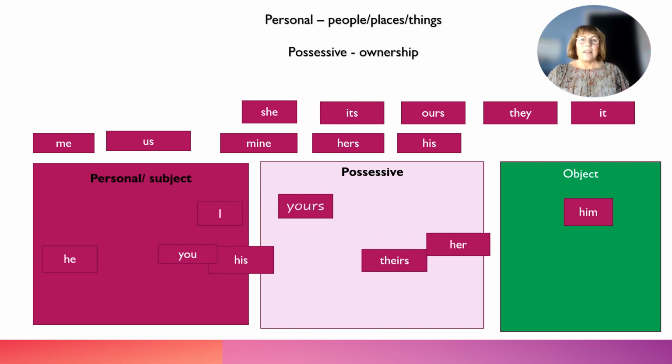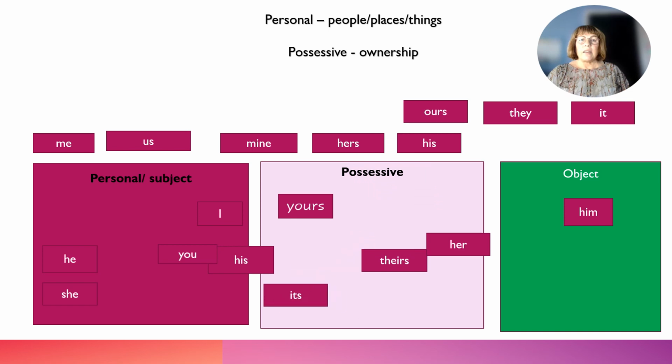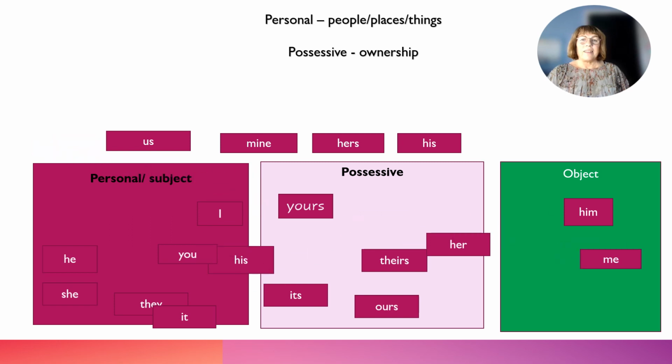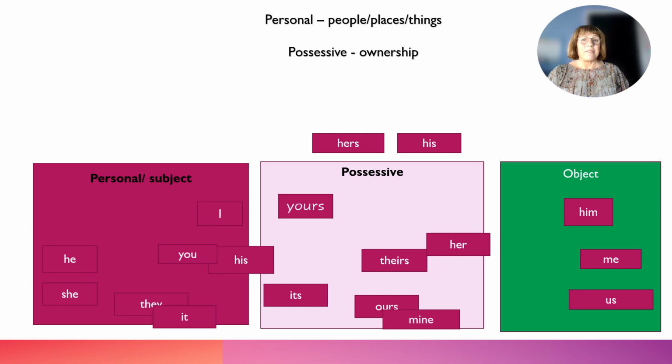theirs, she, its, ours, they, it. What about me? Yes, us. Mine? I hope you got possessive there. Hers. And there's hers again. So I beg your pardon, his and hers.